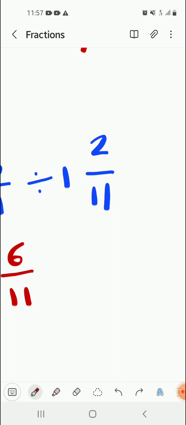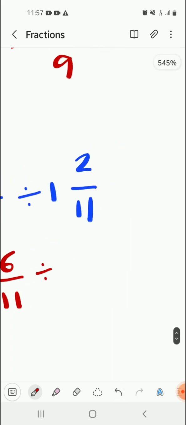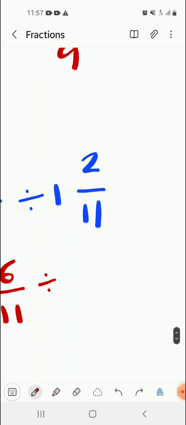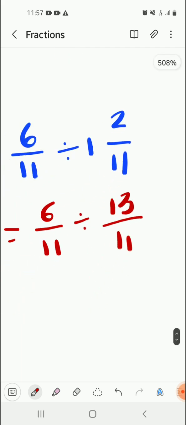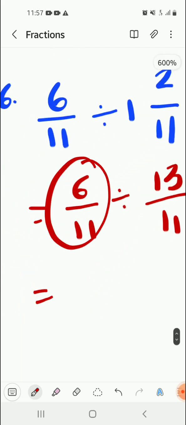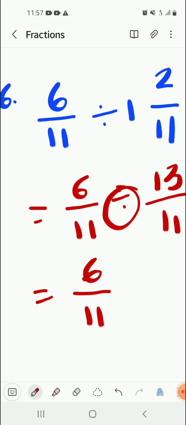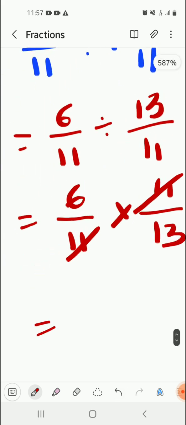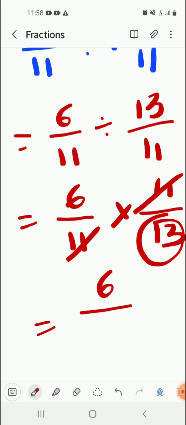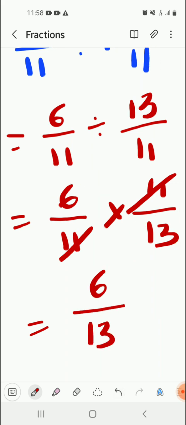First convert this mixed fraction into improper. So 11 into 1 becomes 11 plus 2, 13 by 11. Now in the next step, we are going to solve this sum. Copy the first fraction as it is, 6 by 11. Use the multiplication sign instead of division. Use the reciprocal of 13 by 11, that is 11 by 13. 11 gets cancelled. We are left with 6 in the numerator and 13 in the denominator, which becomes my answer.